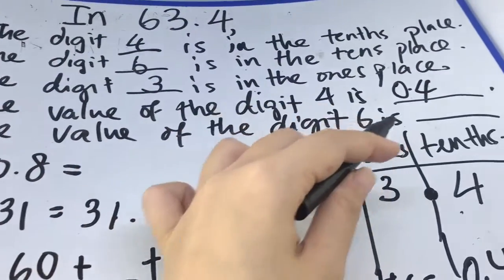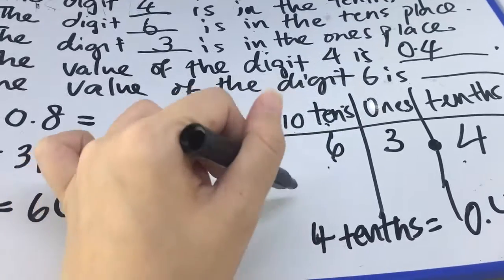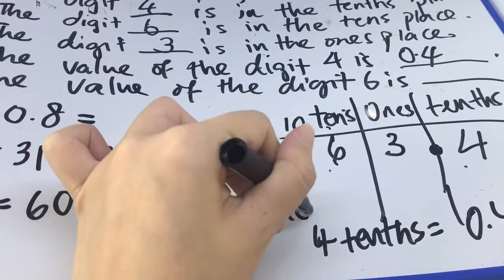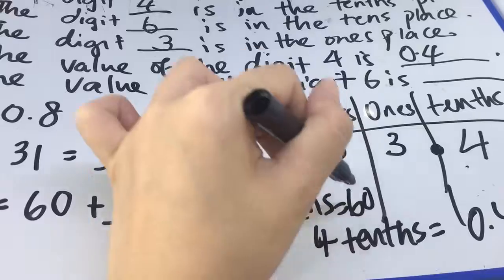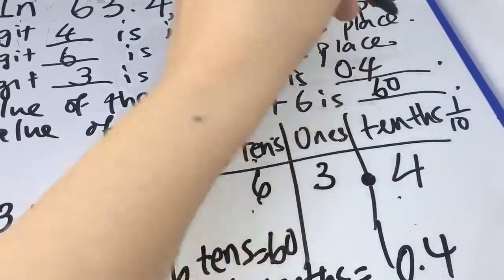The value of the digit 6 is, let's look at 6. 6 is in the tens place. So we know that 6 tens equals 60. So the value of digit 6 is 60.